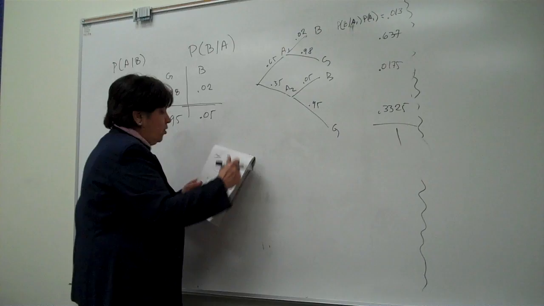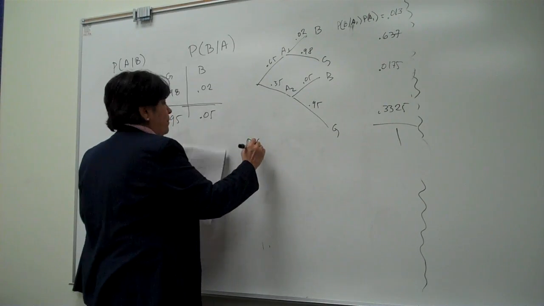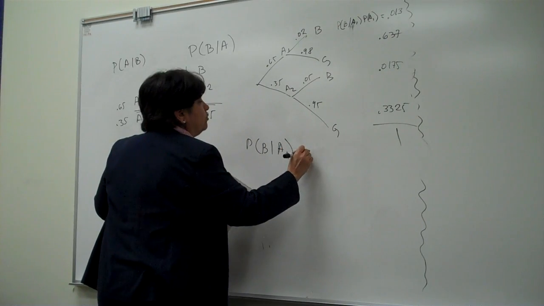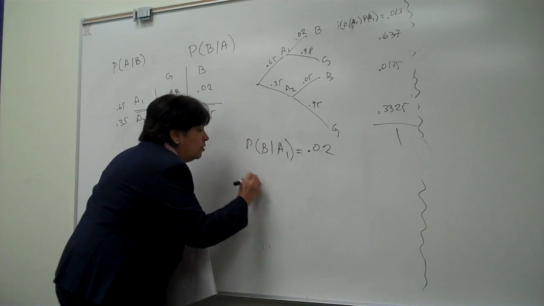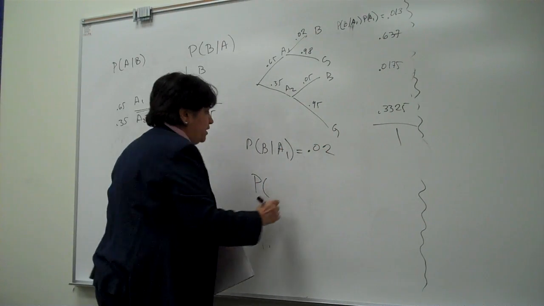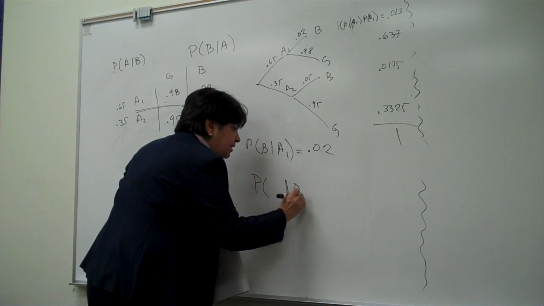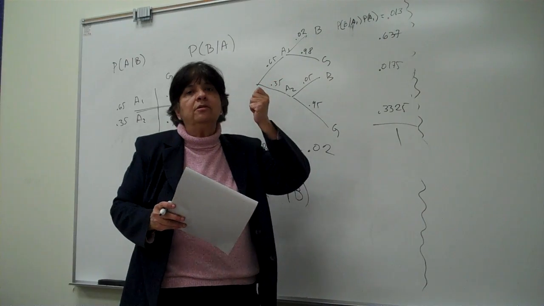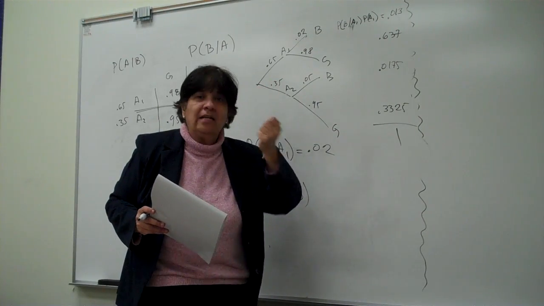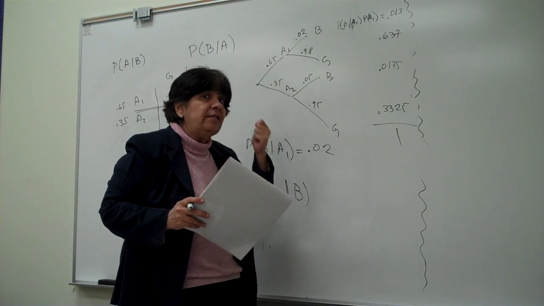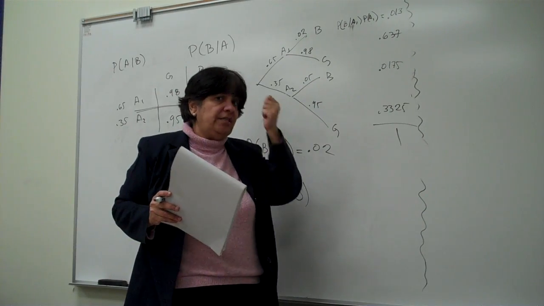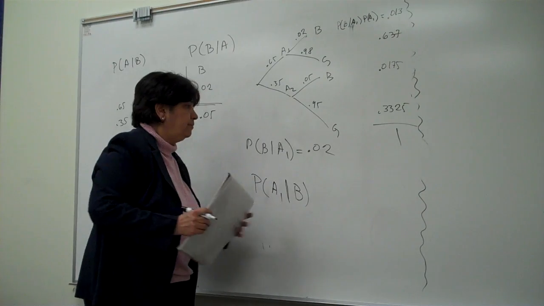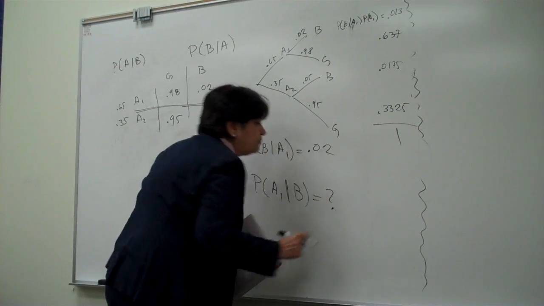Now, I know that the probability that it is bad given that it comes from supplier 1 is equal to 0.02. I want to know the probability that it comes from supplier 1 given that it is bad. So I have this pile of products and I'm going to choose one product, and that product is bad. I know that it is bad. What then is the probability that this product comes from supplier 1? Okay, that's what I want to know.